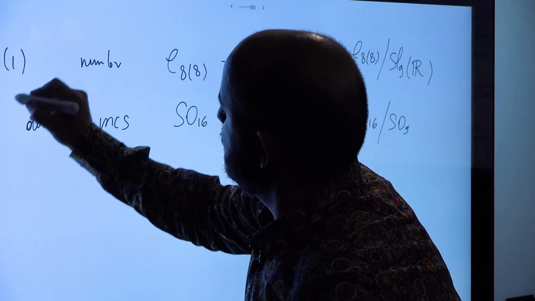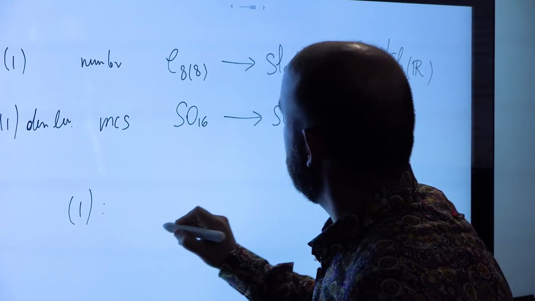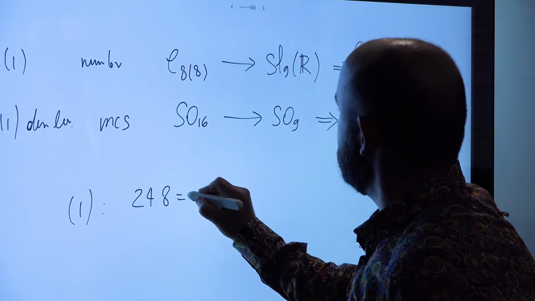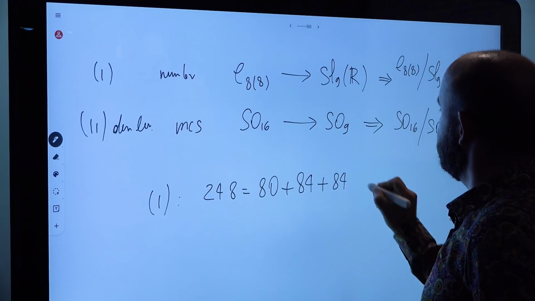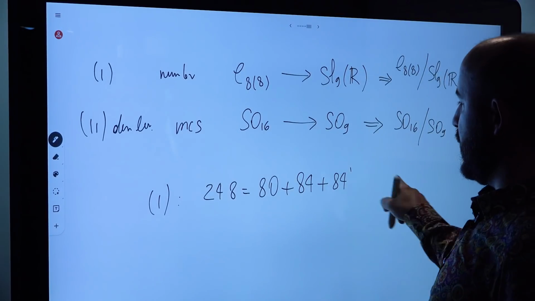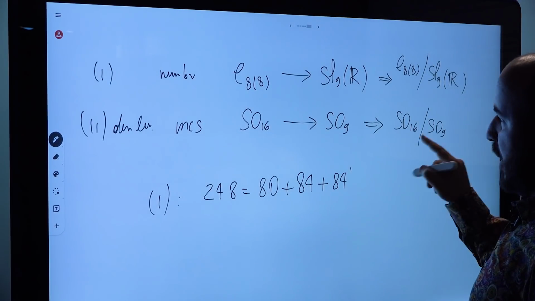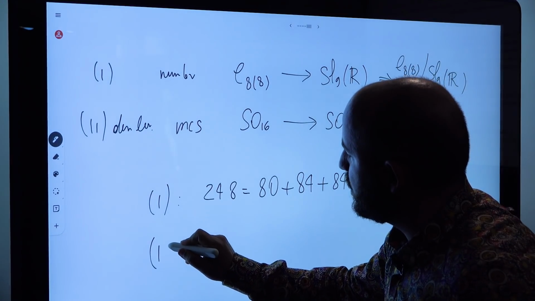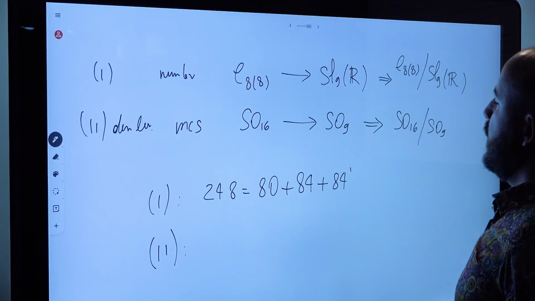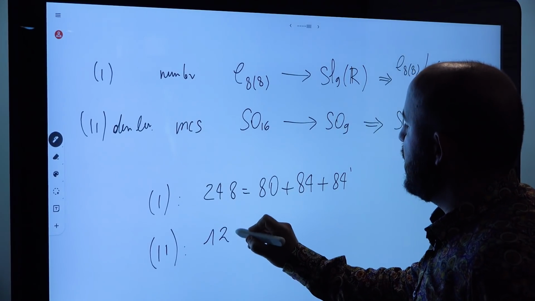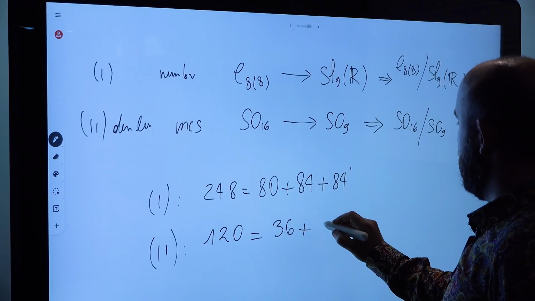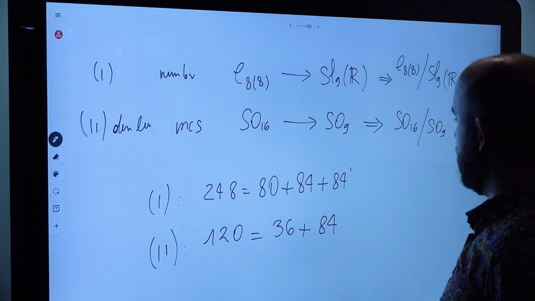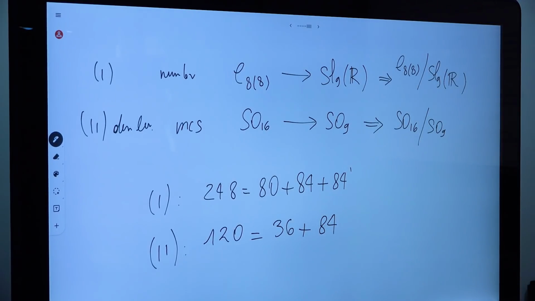Now let's study the branching in these cases. For the first level, let me write here, we have 248, which is equal to 80 plus 84 plus 84 prime. I already told you what they are, and I will now talk about physics, but let me just write down the second level. So the second level, this is 120, which decomposes in 36 plus 84. And so this is the decomposition.